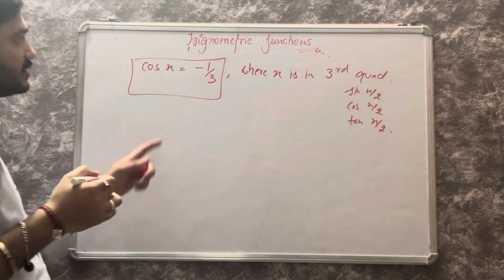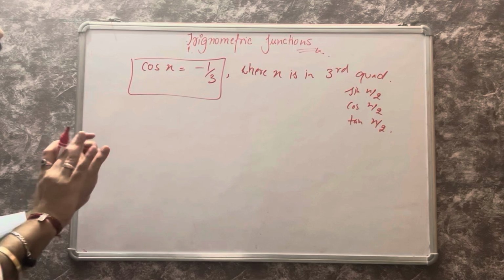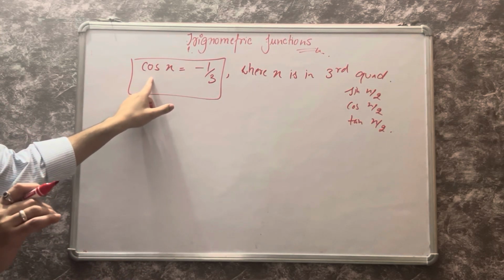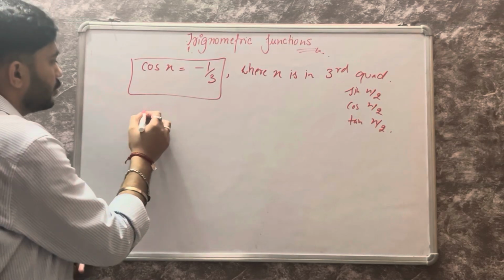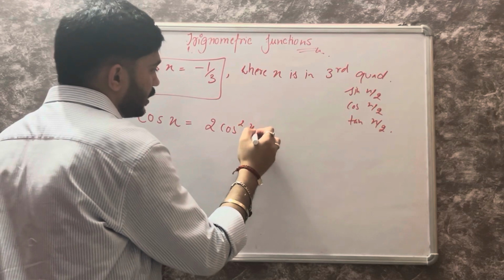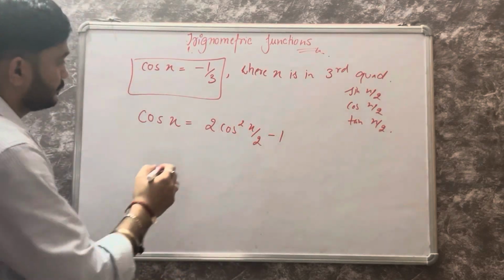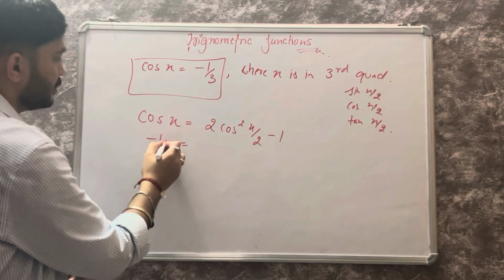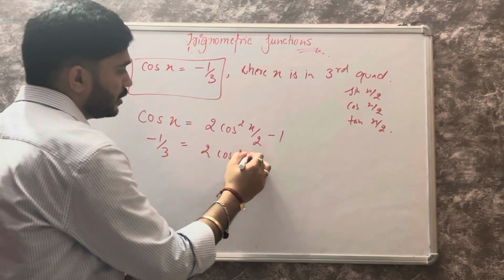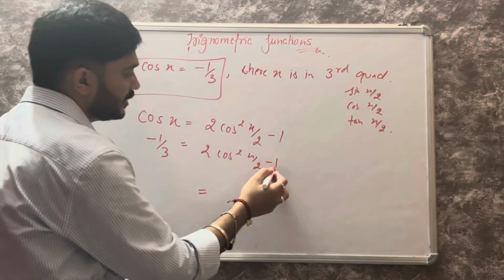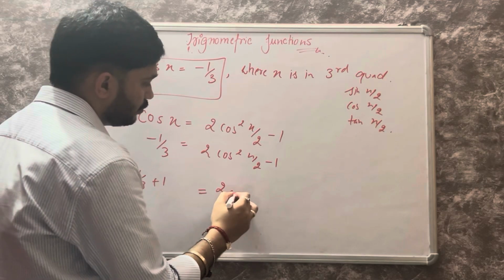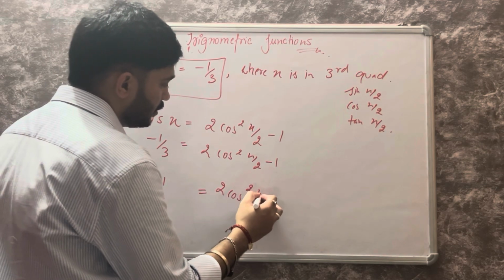Since the value of cos x is already given to us, we are not going to find another value, because our main focus is finding the value of cos x. So we are going to use the formula cos x is equal to 2 cos square x by 2 minus 1. What is the value of cos x? Minus 1 by 3. We put it here: 2 cos square x by 2 minus 1. This minus 1 will come here and become plus 1.